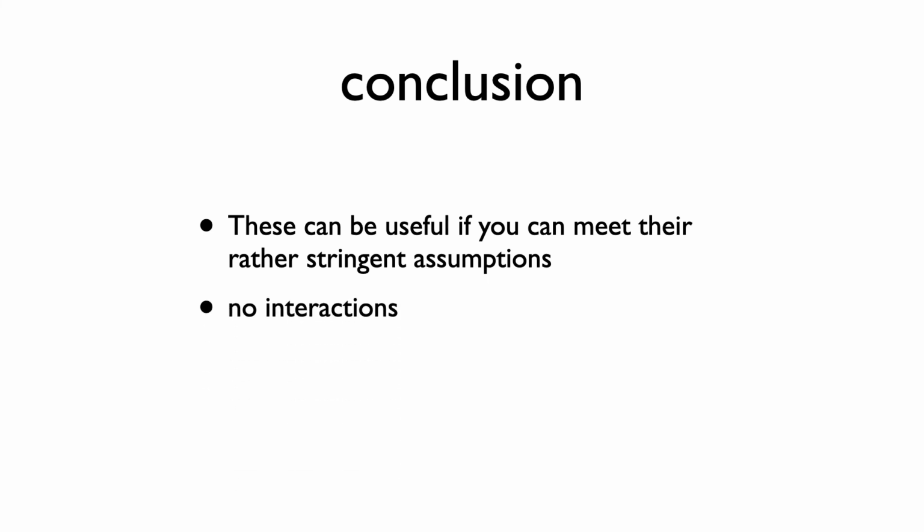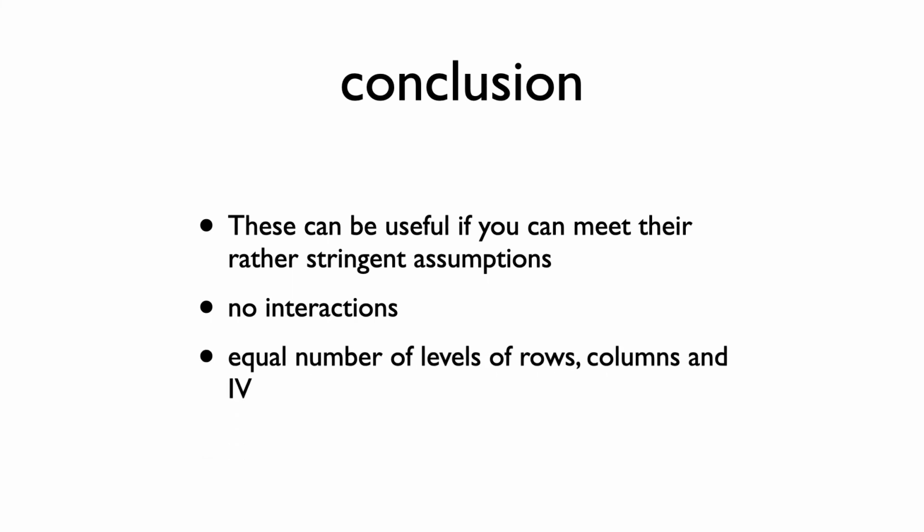There have to be no interactions. Jen did a lot of reading and found out that no, the variables that she was interested in didn't tend to interact. They were, quote, additive, as we say. So there's no worries. And you need an equal number of rows, columns, and levels of the independent variable.